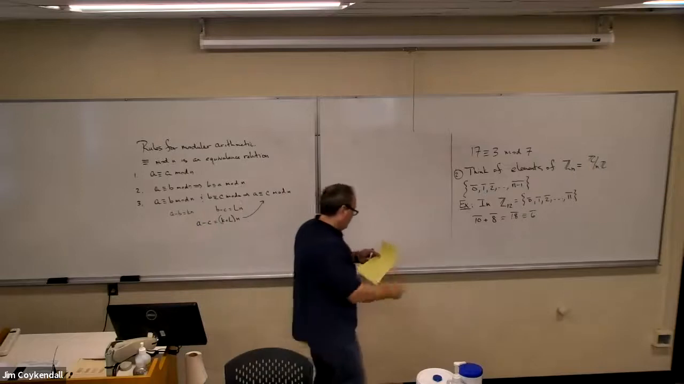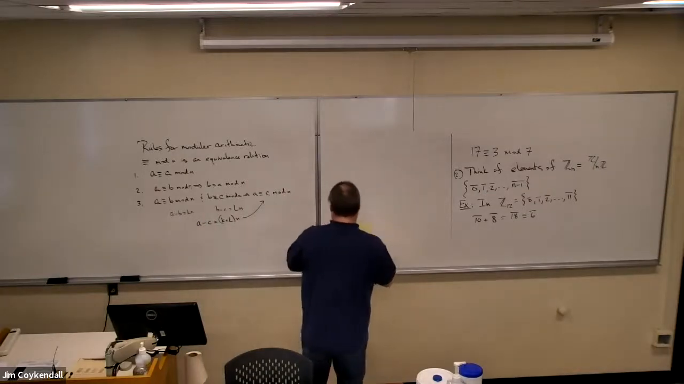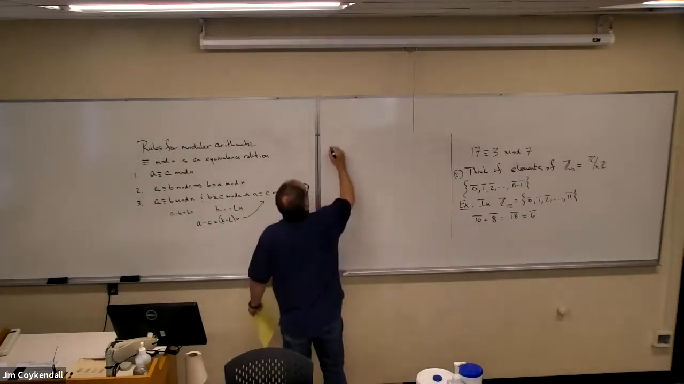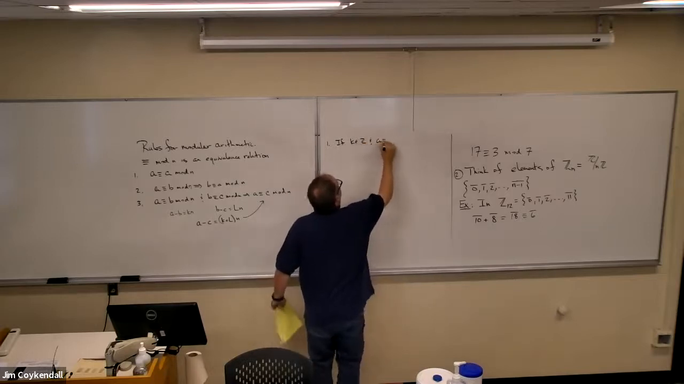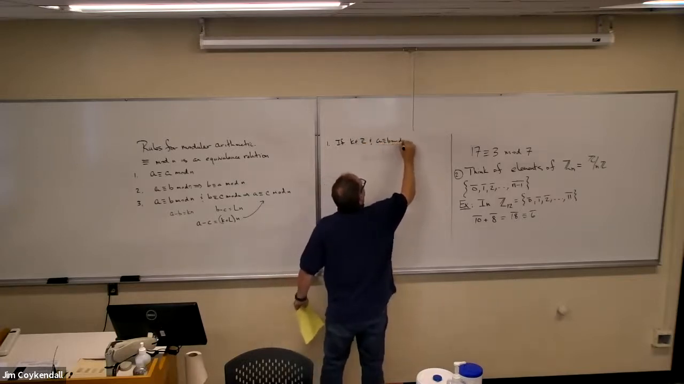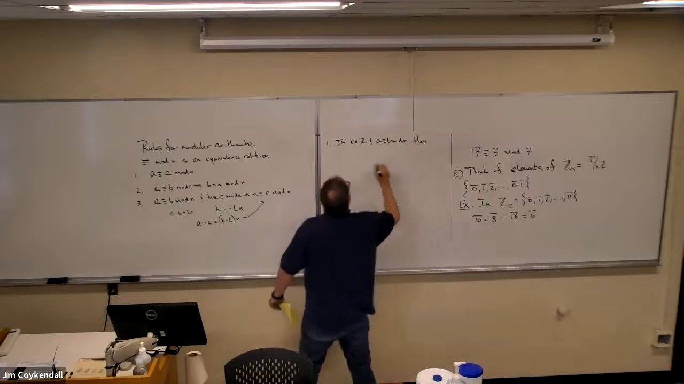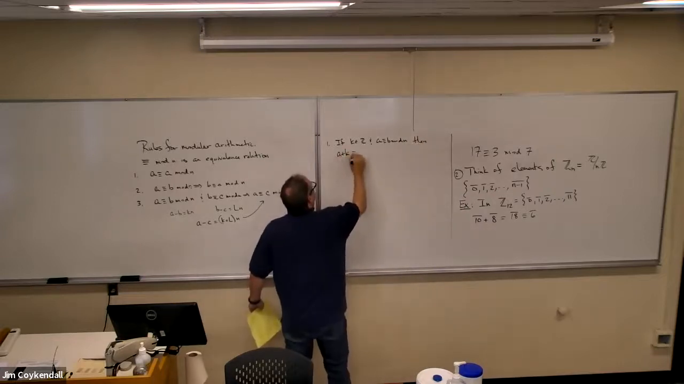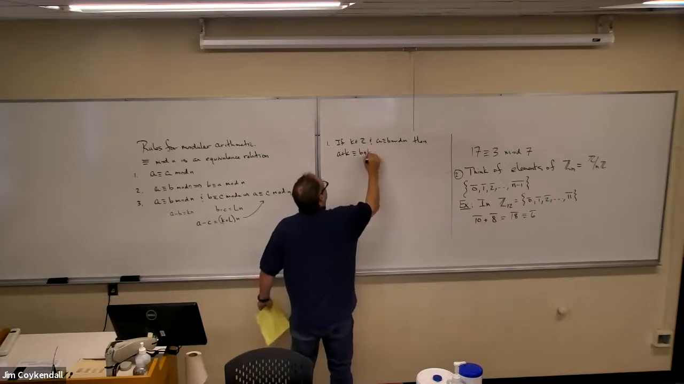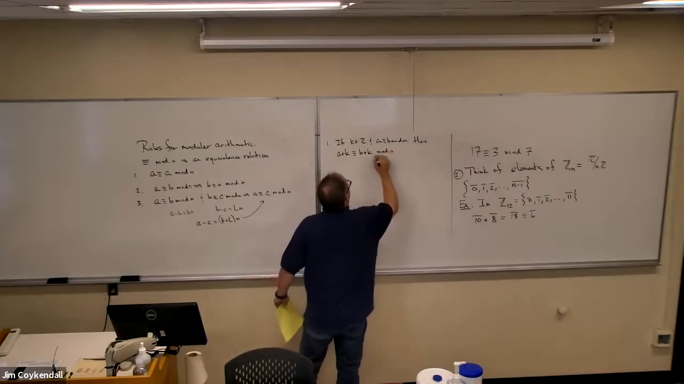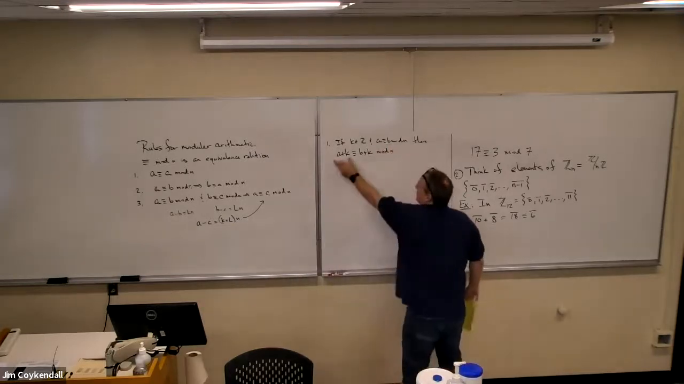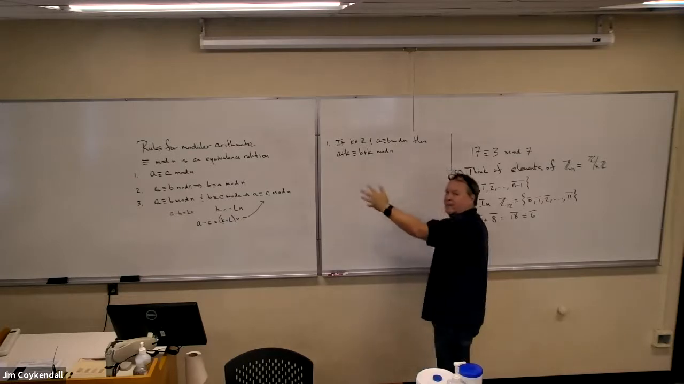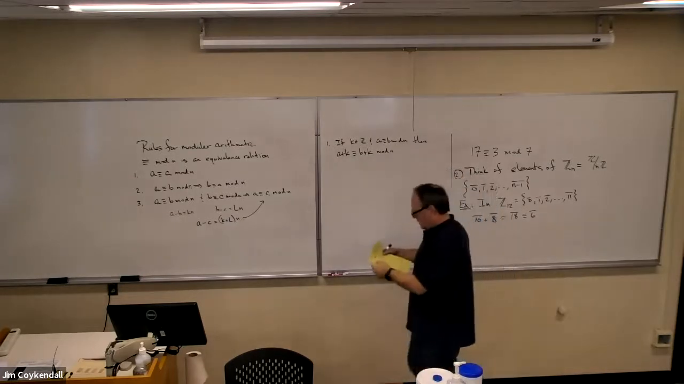Here are some basics here. Number one, if K is an integer and A is equivalent to B mod n, then A plus K is equivalent to B plus K mod n. This is easy to prove because if A minus B is divisible by n, then this thing minus this thing is divisible by n because the K drops out, right?